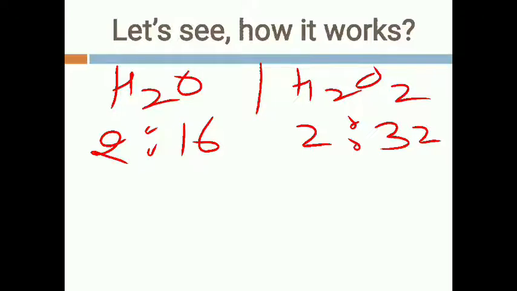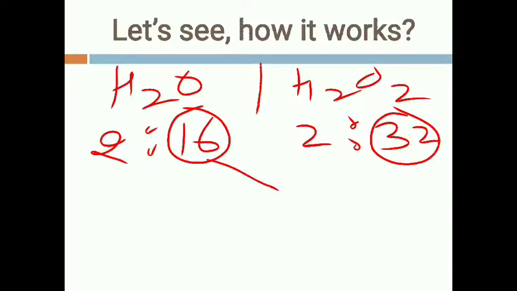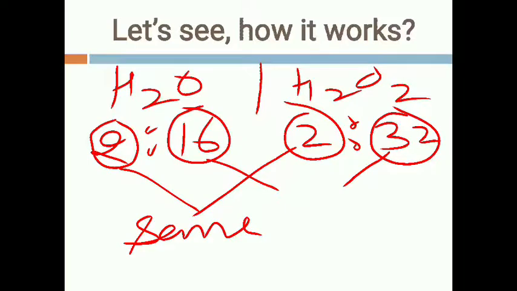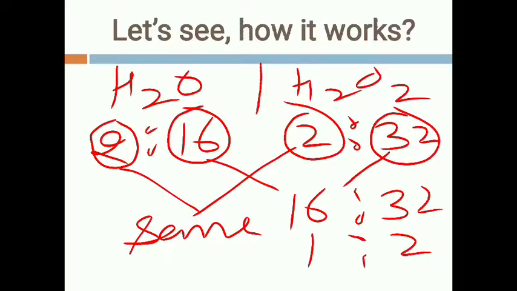I have to see the ratio of oxygen in the compounds water and hydrogen peroxide. These two ratios are to be compared against the same amount of the other element, which by chance is the same here, that is 2. So keeping hydrogen the same, the oxygen ratio in both compounds is 16 is to 32, which is a simple whole number ratio. Whole number multiple means 32 is 2 times 16, so it is simply 1 is to 2. It's simply a whole number ratio.